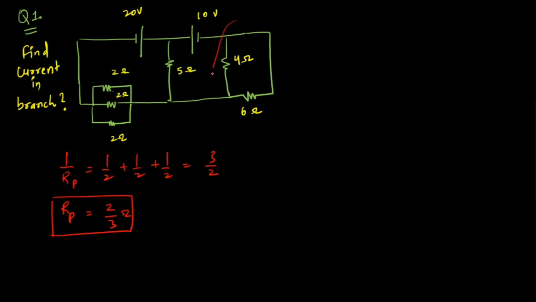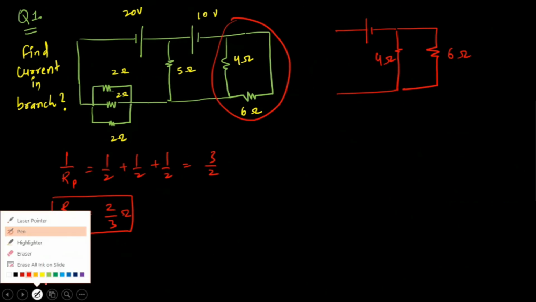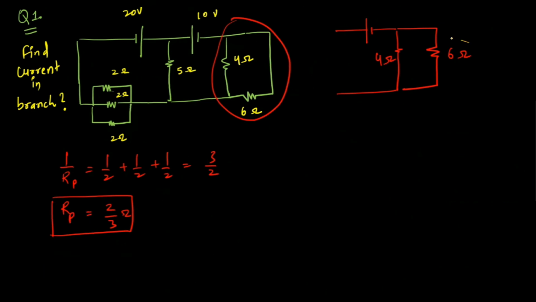Now just try to observe this particular part. As this is connected to a battery like that, can I just consider that the 6 ohm is connected here like that? Will it change the configuration of the circuit in any sense? No, it is not going to do that. So you can consider this 6 ohms connected this way, parallel to 4 ohms.